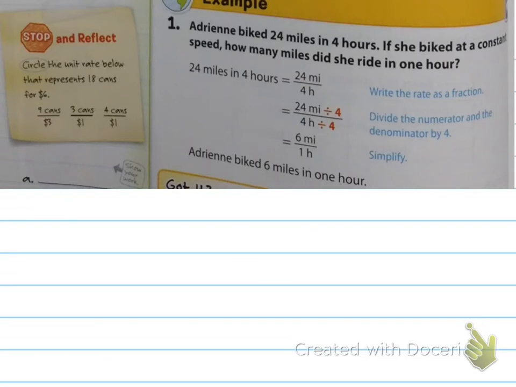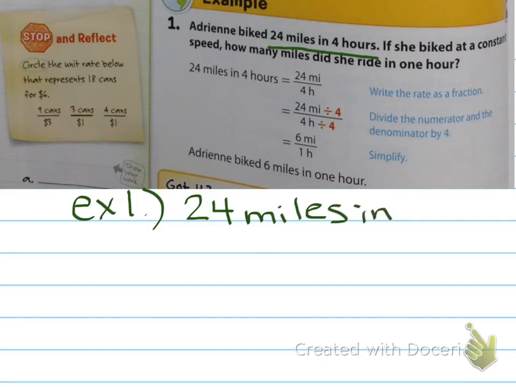All right, so the next thing that we're going to look at is example number 1. Now with these examples, I don't want you to have to rewrite the entire question, so we'll try and just kind of, whatever we would underline, whatever would be the important stuff, we'll write that down. So for example, for number 1, I want you to write down example 1, and I want you to write 24 miles in 4 hours.